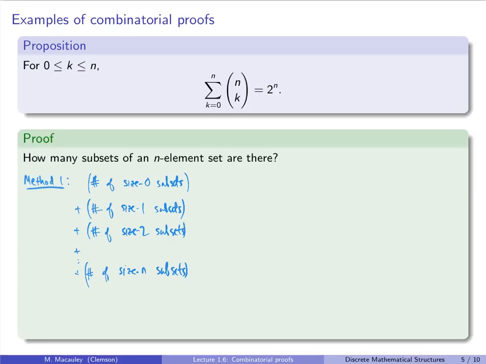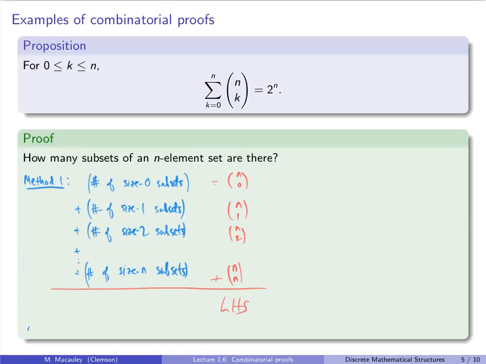And of course, this is equal to n choose 0. This is n choose 1. This is n choose 2. This is n choose n. So if we add this up, we get the left-hand side right here. So that's the first method.